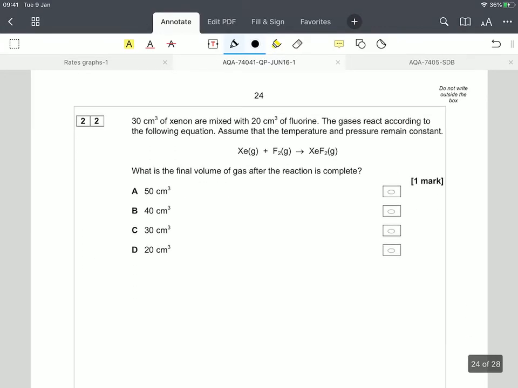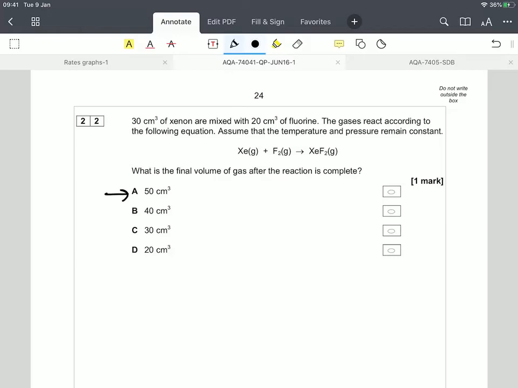Whew. Nearly done now. There's only a few more left. 30 centimetres cubed of xenon is mixed with 20 centimetres cubed of fluorine. This is how they react. Assume that the temperature and pressure remain constant. What is the final volume of gas after the reaction is complete? I've had this question brought to me lots and lots of times because it's tricky, right? So first of all, this here is going to be a distractor, presumably. It's not going to be as simple as 30 plus 20. There's going to be a bit more to it than that.